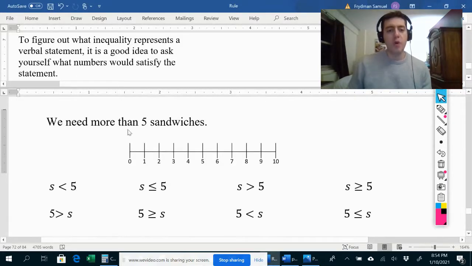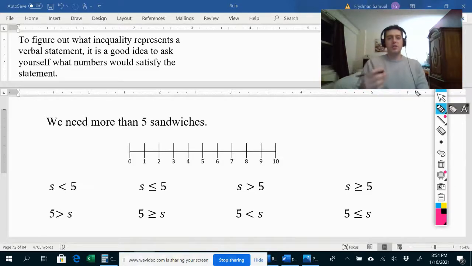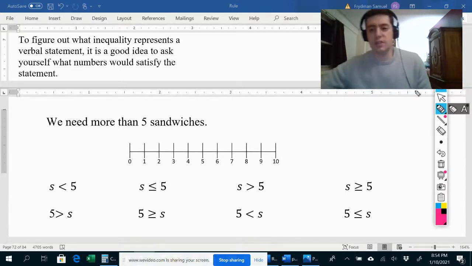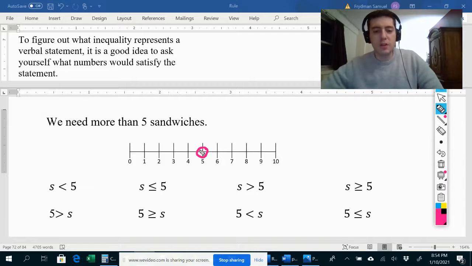We need more than 5 sandwiches. Okay, so somebody tells you, hey, we need more than 5 sandwiches here. So if you go up to them and say, okay, here, I brought you 5 sandwiches, are they going to be happy? No, they're going to tell you, we didn't want 5 sandwiches, we wanted more than 5 sandwiches. So we're not going to fill in this circle here because 5 is not okay for this.